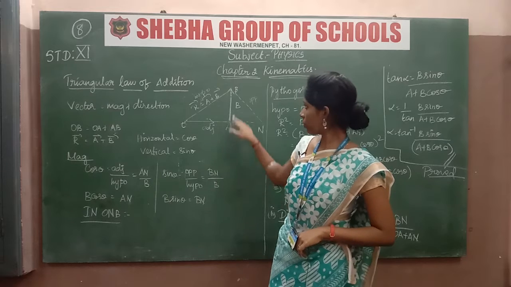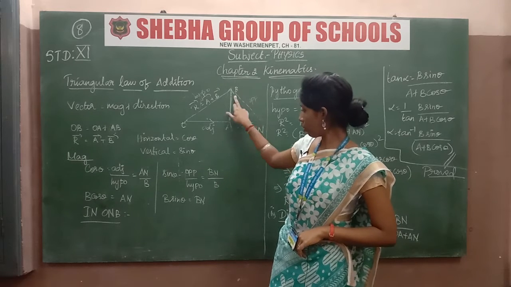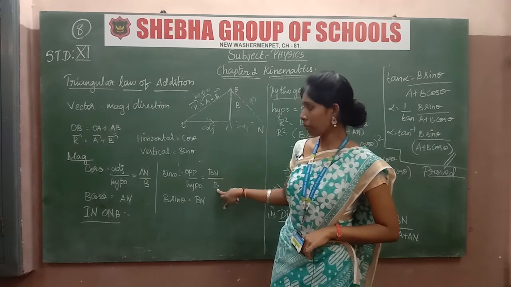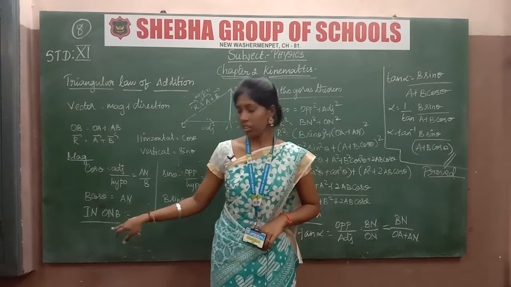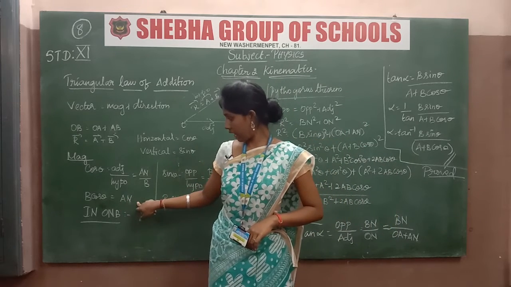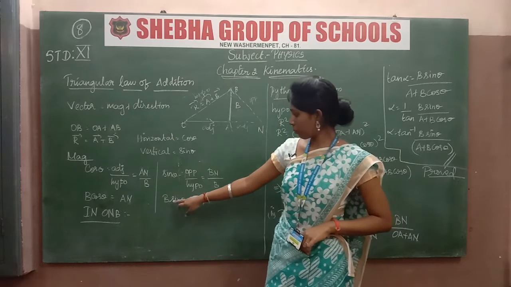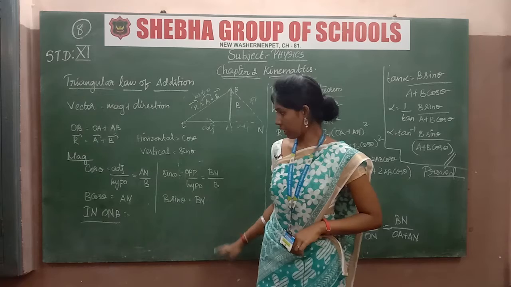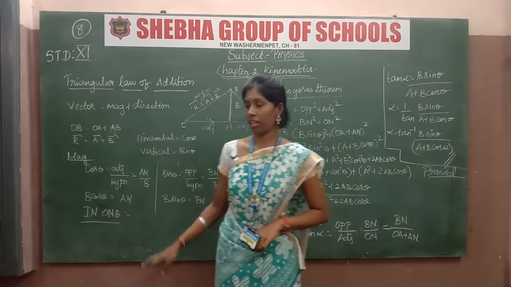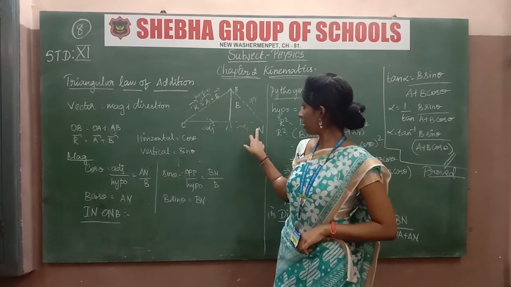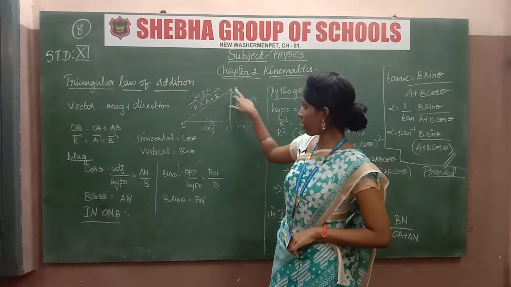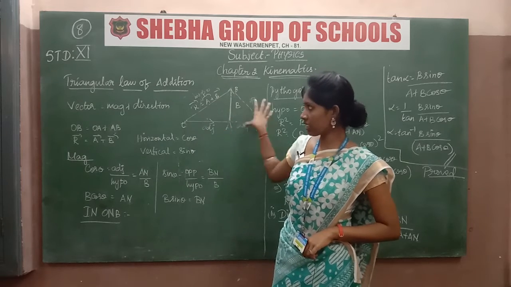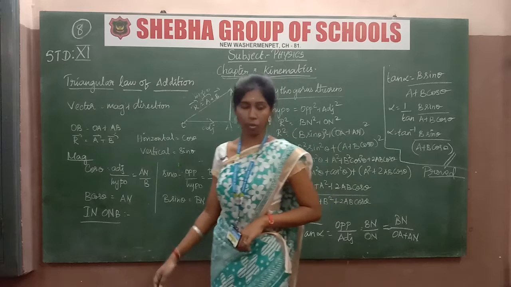So here also we take opposite equal to BN divided by B. So B cos theta is equal to AN and B sin theta is equal to BN. So AN and BN will be taken in triangle OBN. So the whole triangle ODA, imaginary lines, ODA directions, the resultant vector is what we are looking at now.